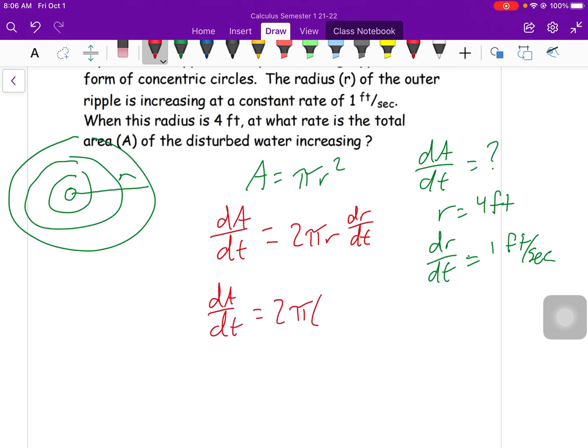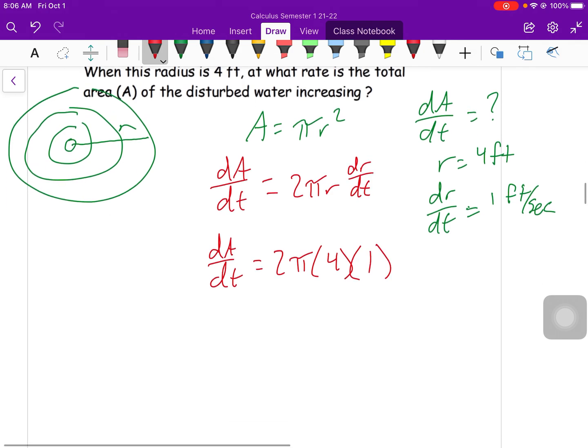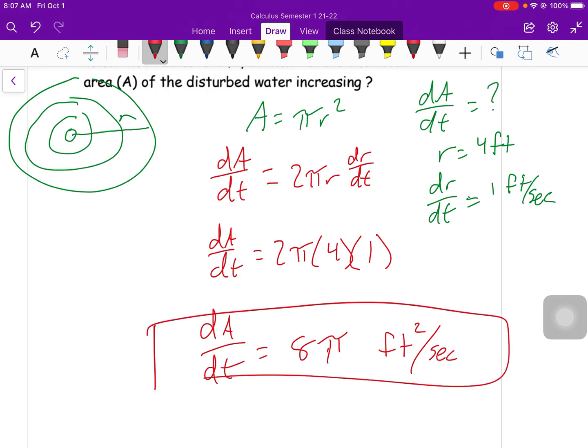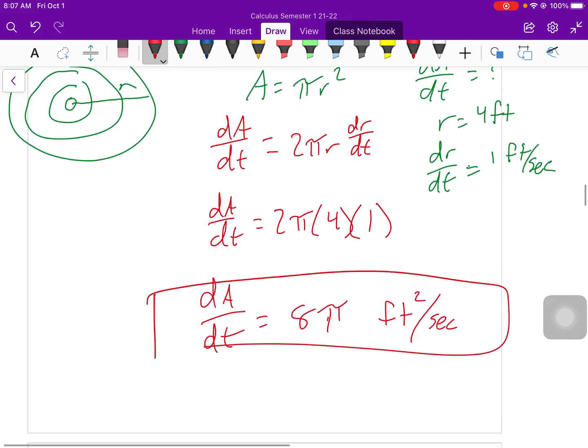I know that the radius is 4 feet and dr/dt is 1 foot per second. So that tells me that dA/dt is going to be 8π. I'm going to need a label here. My label is going to be square feet per second. Getting that label is something that you may or may not struggle with.